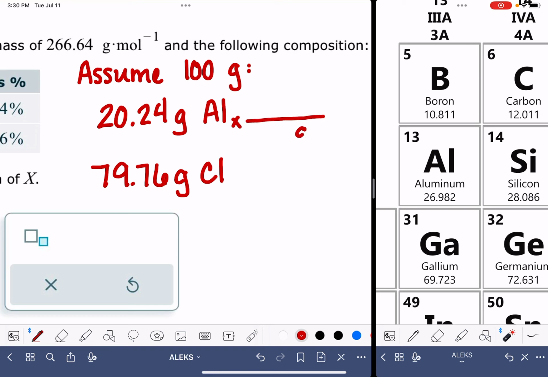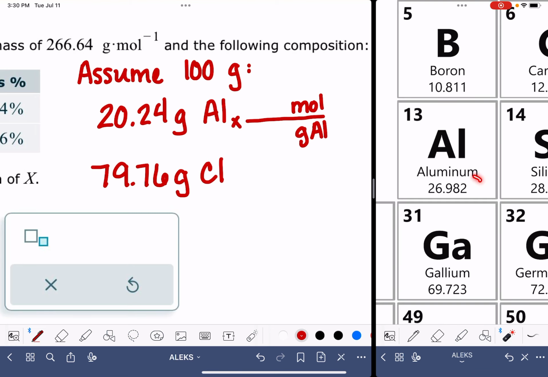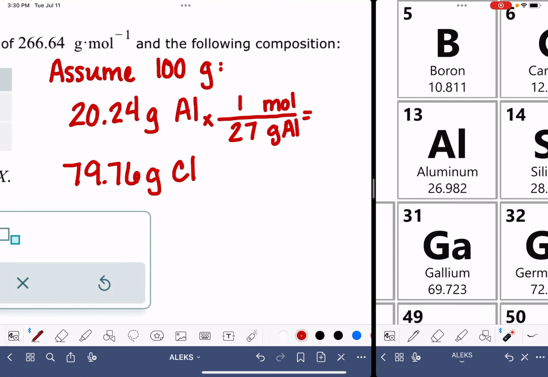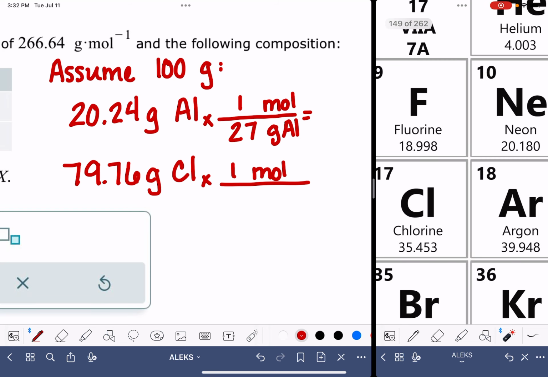So my next step is to do a couple of gram to mole conversions. I'm going to begin by converting aluminum from grams into moles, and we do that using the atomic mass of the elements. For aluminum, the atomic mass is 26.982. I'm just going to round it to 27. That means 1 mole of aluminum is 27 grams. We're going to do the same thing for chlorine. We're going to convert chlorine from grams into moles using its atomic mass, 35.453. I'm just going to round that to 35. And take a look at how these units are going to cancel out.